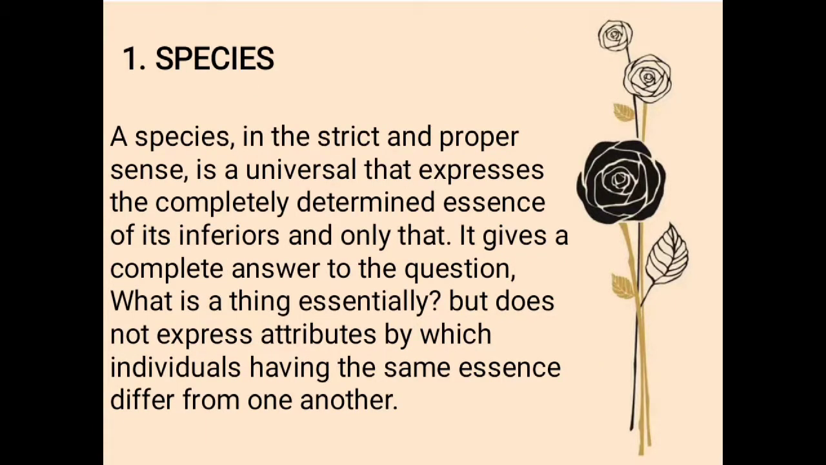We have here the first predicable, which is the species. Species, in the strict and proper sense, is a universal that expresses the completely determined essence of its inferiors, and only that. It gives a complete answer to the question, what is a thing essentially? But it does not express attributes by which individuals having the same essence differ from one another. The first of the five predicables, species, is in biology the basic unit of taxonomy, a group of interbreeding animals which produce fertile offspring, a relatively smaller subclass of the genus.